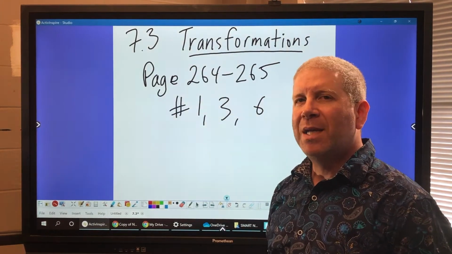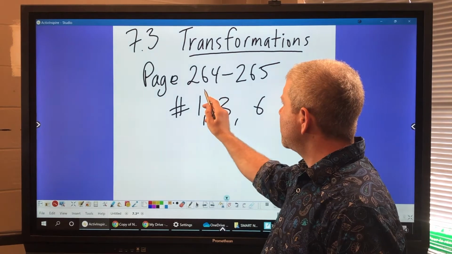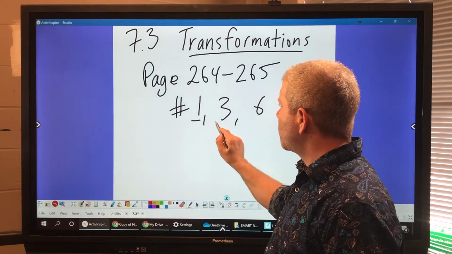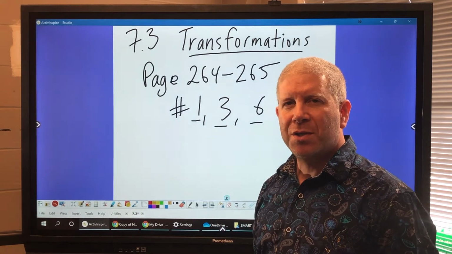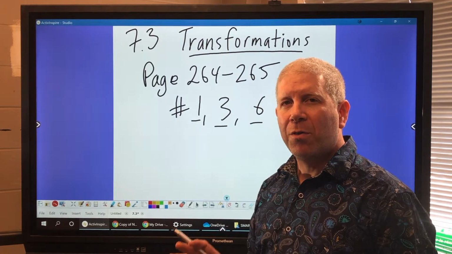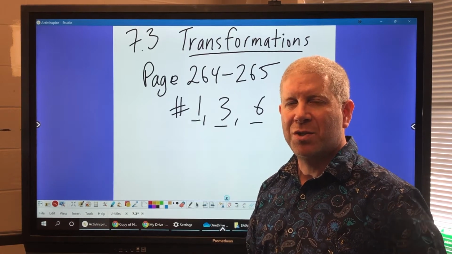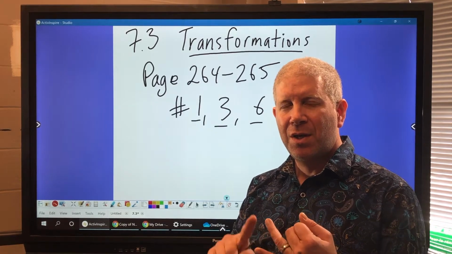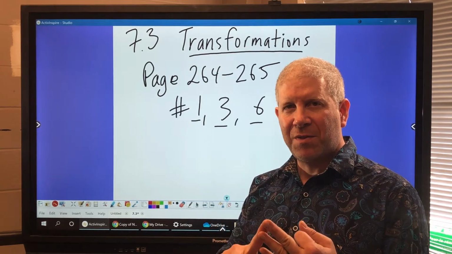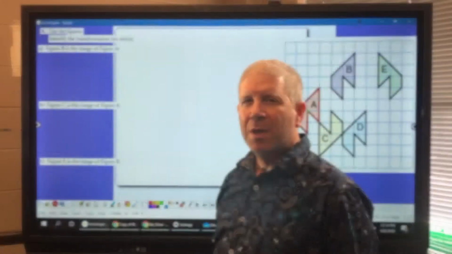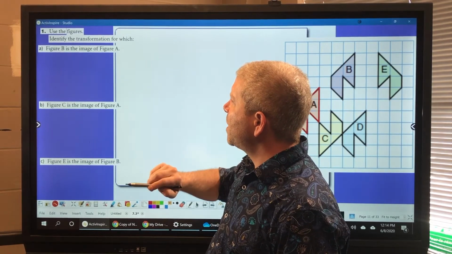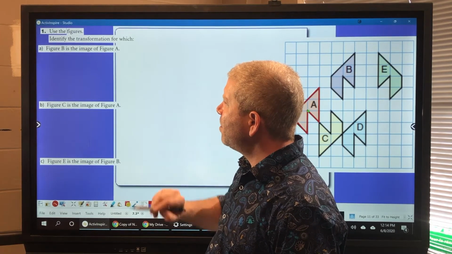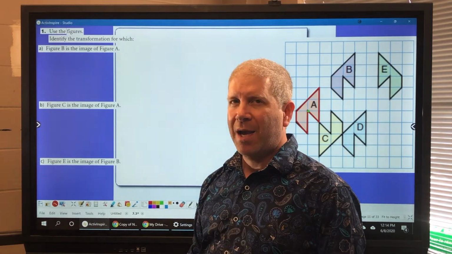This time I'm going to be taking up 3 questions on page 264 to 265, questions 1, 3, and 6. And in taking up those questions, I'm actually going to be going over all 3 main forms of transformations: translation, rotation, and reflection. So looking at question number 1, use the figures, identify the transformation for which figure B is the image of figure A.